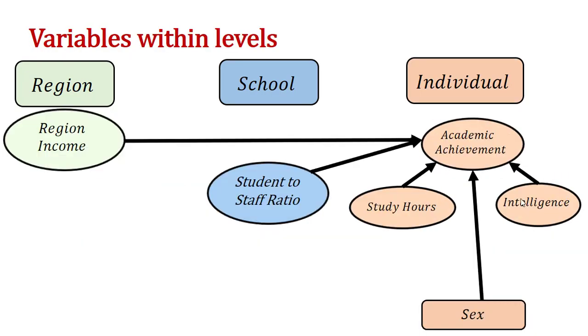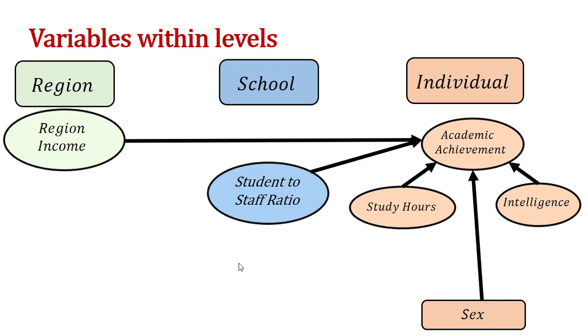So the model of the study is we use these 5 variables to predict academic achievement, but we know that these 2 variables are collected at a different level than these 4 variables.